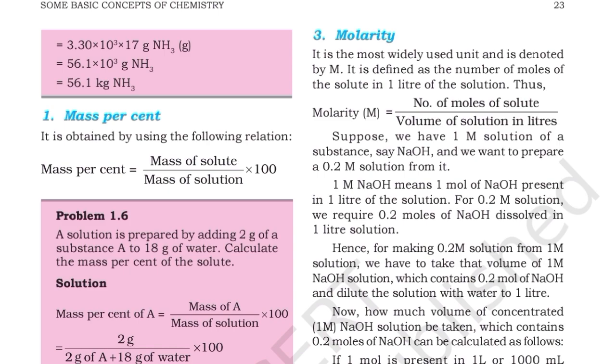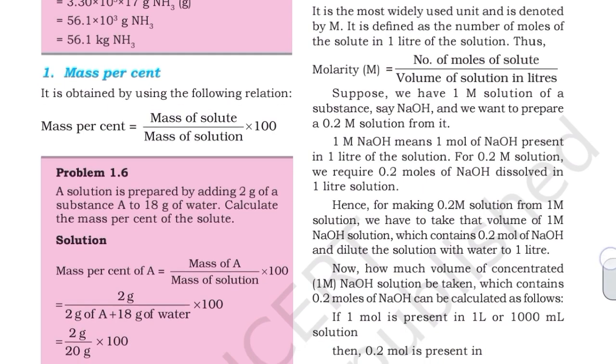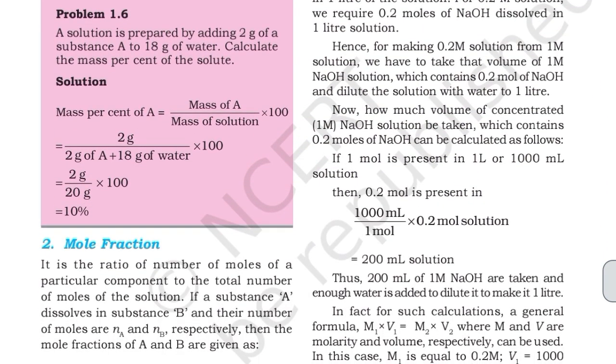Hence, for making 0.2 molar solution from 1 molar solution, we have to take that volume of 1 molar NaOH solution which contains 0.2 moles of NaOH, and dilute the solution with water to 1 liter. Now, how much volume of concentrated 1 molar NaOH solution should be taken, which contains 0.2 moles of NaOH, can be calculated as follows.